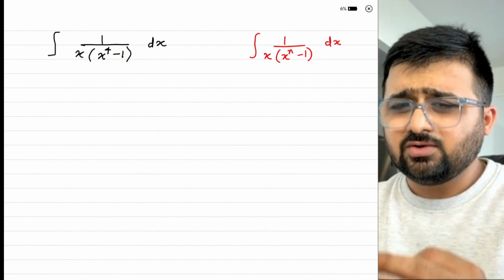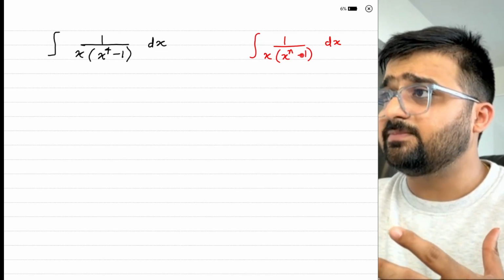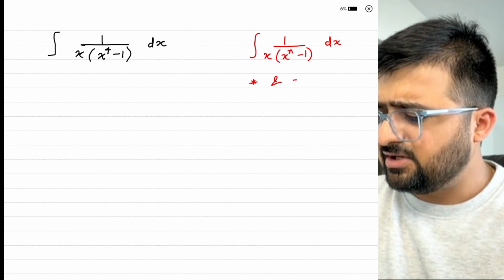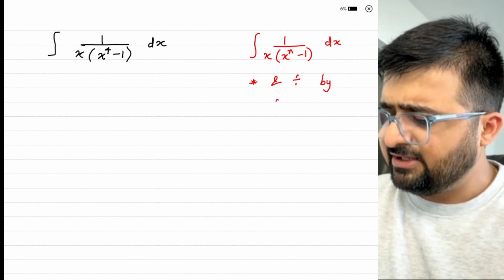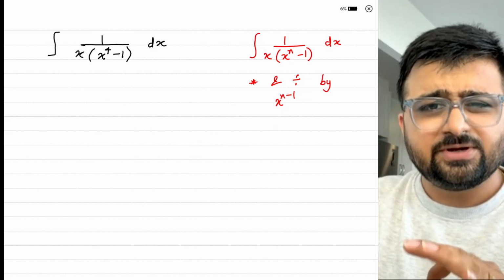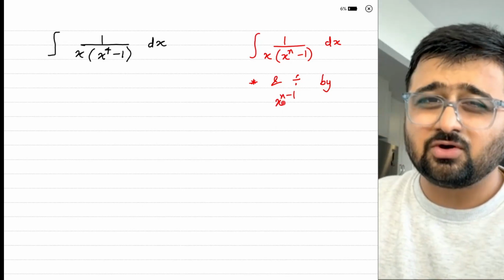In order to integrate 1 over x to the power n minus 1, the general rule says you multiply and divide by x to the power n minus 1, and then you can do the U substitution. Nobody on the entire YouTube is going to teach you about this general rule.